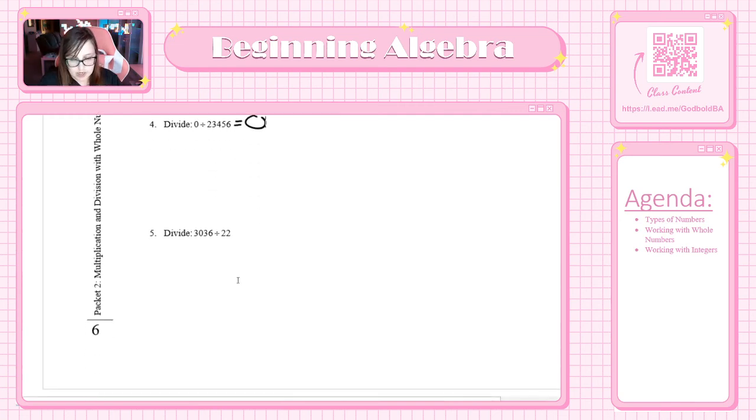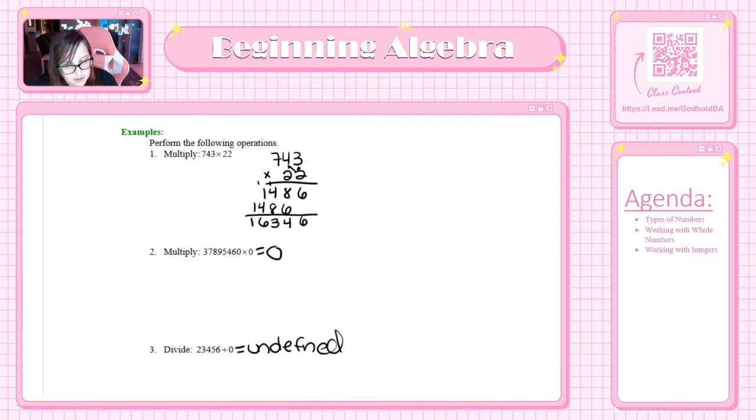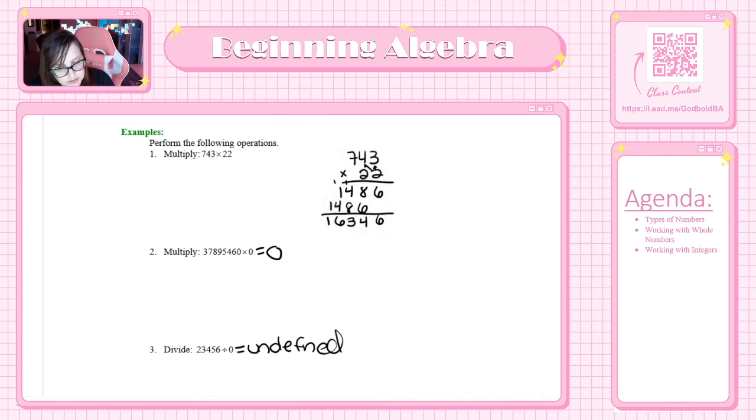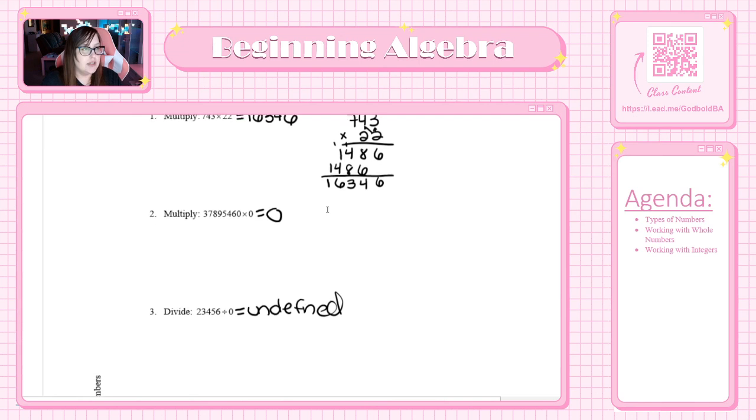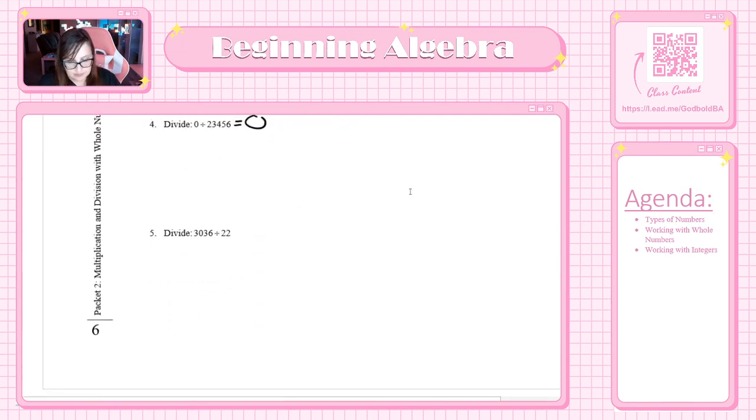All right, let's try 30. Sorry, I'm all perfectionist. So 1, 6, 3, 4, 6. Okay. Now let's go down here and do the last one.